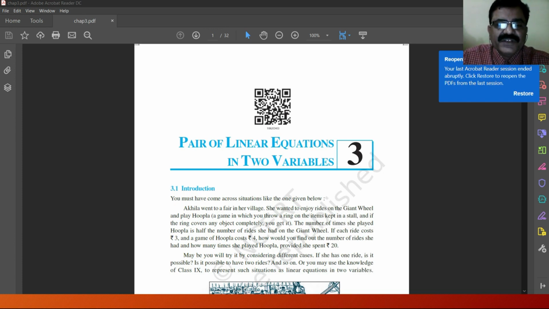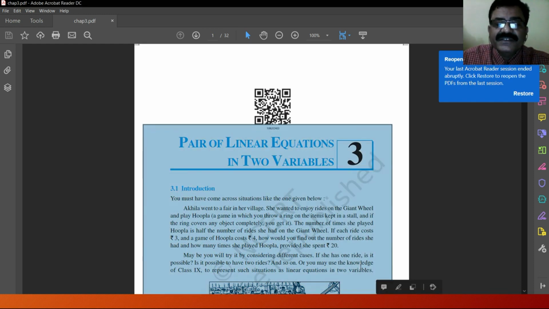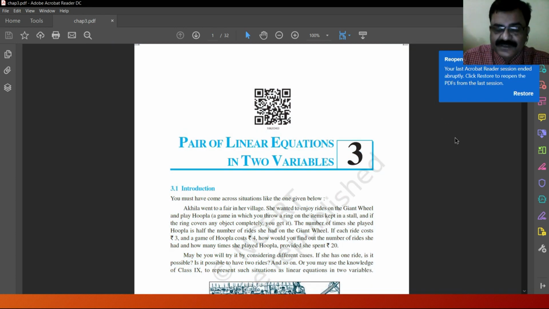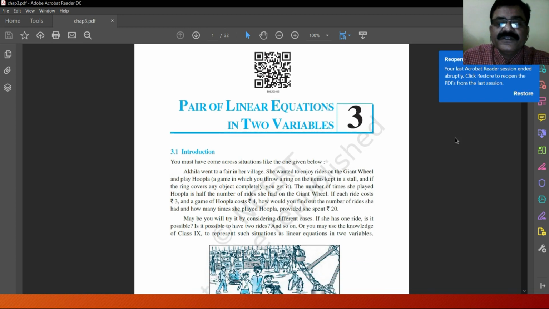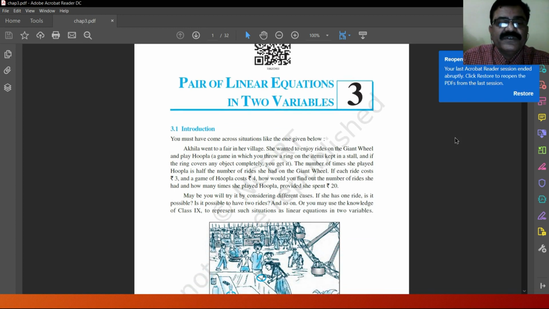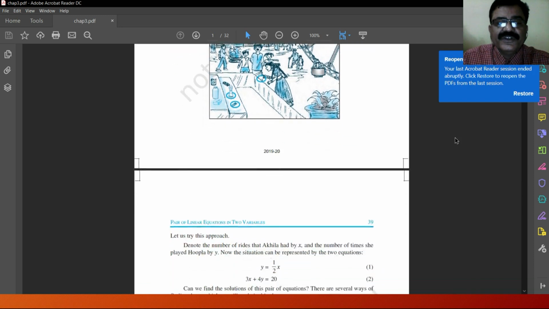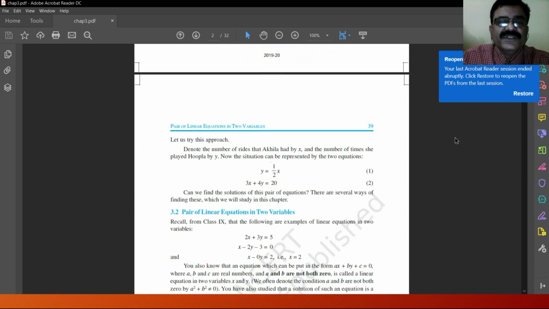Maybe you will try it by considering different cases. If she has one ride, is it possible to have two rides, and so on? Or you can use the knowledge of class 9 to represent such situations as linear equations in two variables. You can see it in the figure also. Let us try this approach.